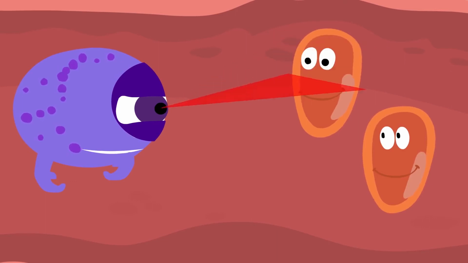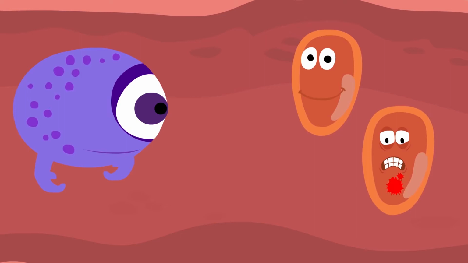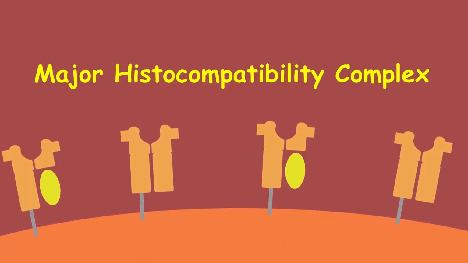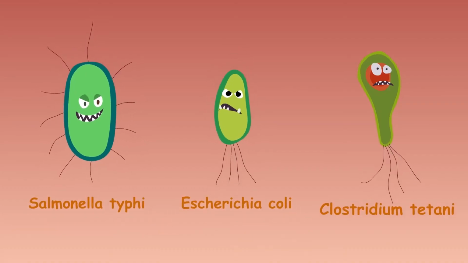efficiently detect when our own cells have gone rogue or are infected with, say, a virus. NKCs detect a protein produced by normal cells called the major histocompatibility complex, or MHC. Basically, whenever a cell isn't normal, it stops producing this protein. It can differentiate between different types of pathogens.